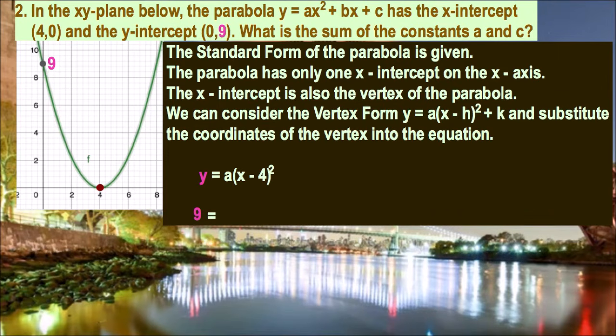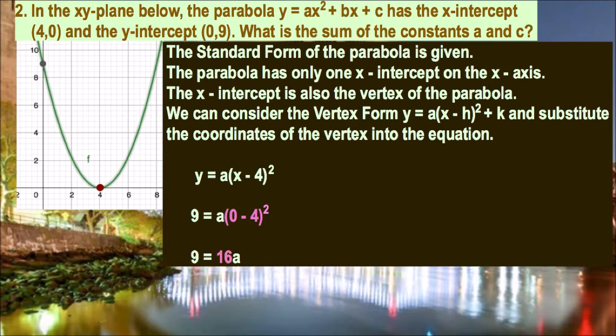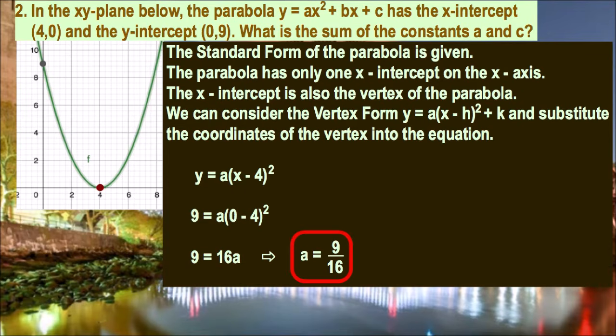So, point of coordinates (0, 9), substitute 9 for y, 9 equals a times the quantity (0 - 4), everything squared. Equivalent to 9 equals 16a. Divide both sides of the equation by 16, thus a equals 9 divided by 16.